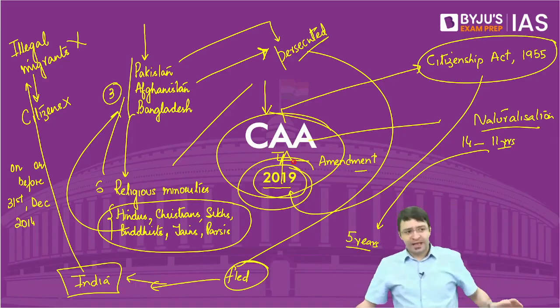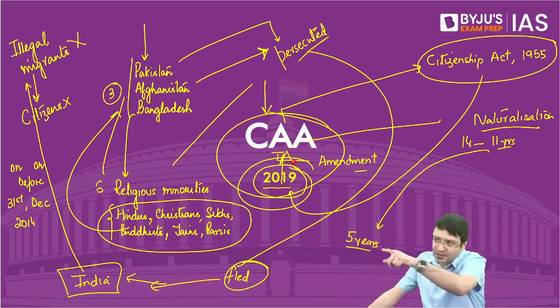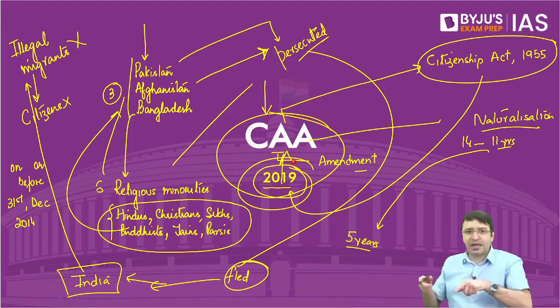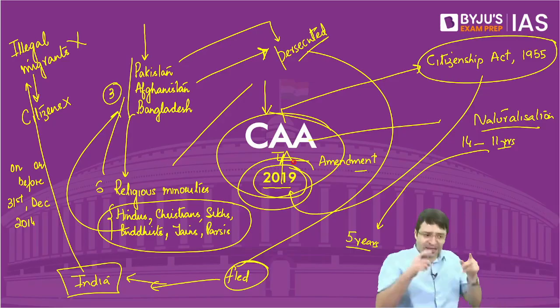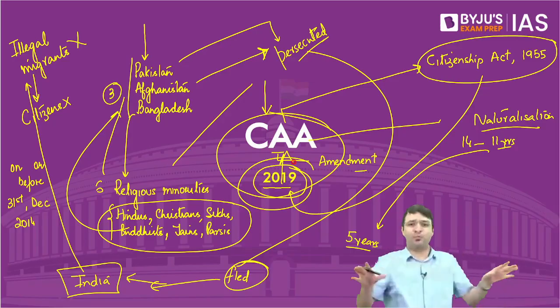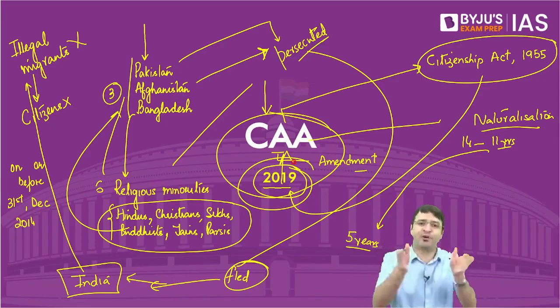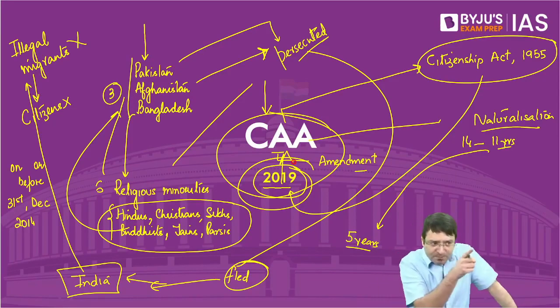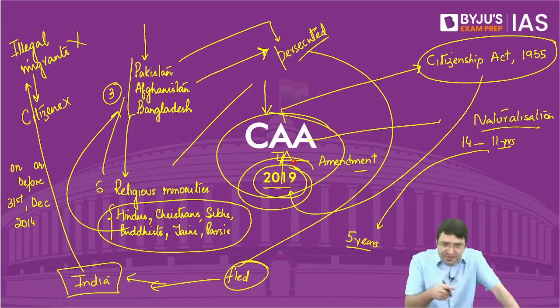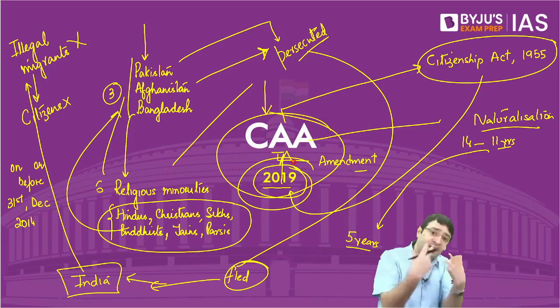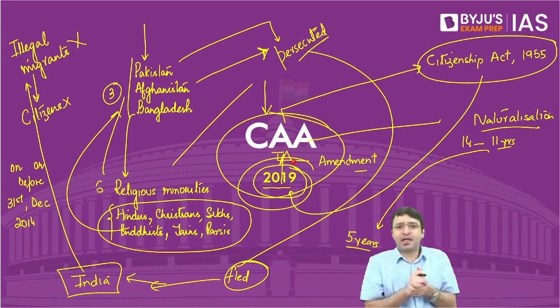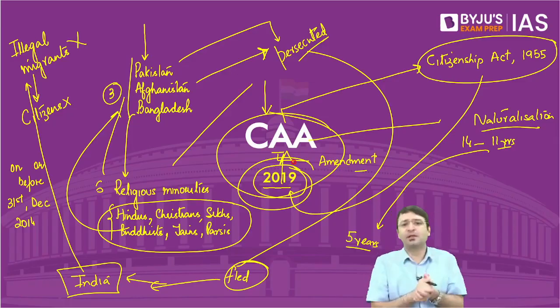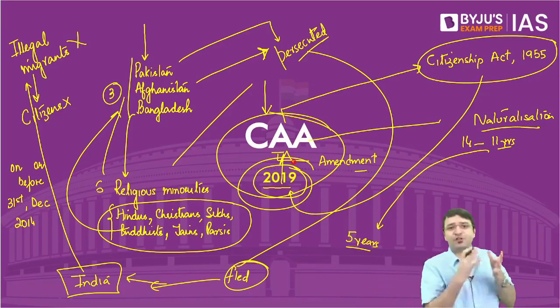No. Can a German illegal migrant, Nepalese illegal migrant, Sri Lankan illegal migrant, Bahraini illegal migrant, US illegal migrant, can they apply for Indian citizenship? No, because illegal migrants are not eligible for citizenship. But what about those from Pakistan, Afghanistan, Bangladesh, belonging to 6 religious minorities? If they have come to India, we will not treat them as illegal migrants. They shall not be deemed as illegal migrants. That means they are then legal migrants. When they are legal migrants, they can apply for citizenship.